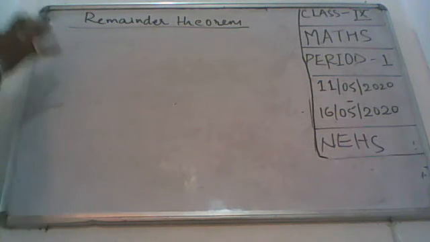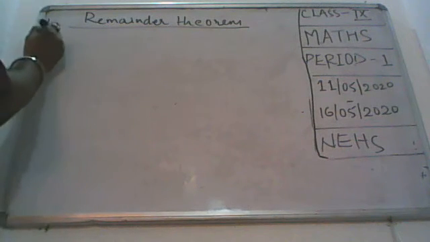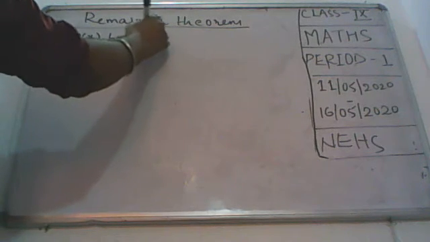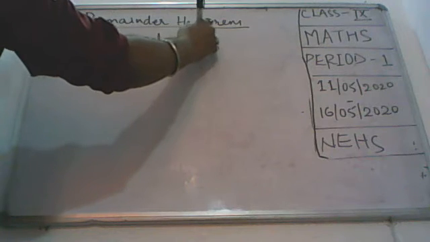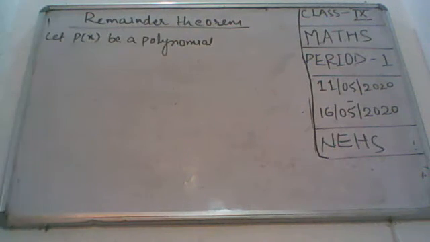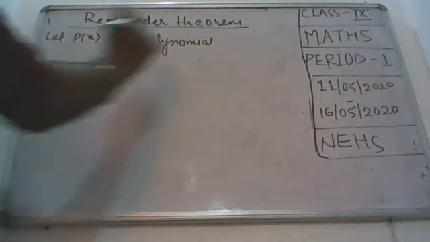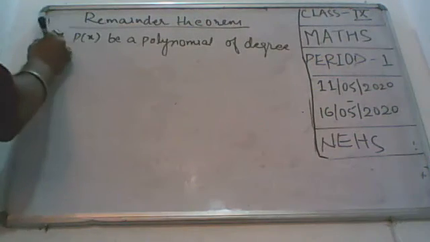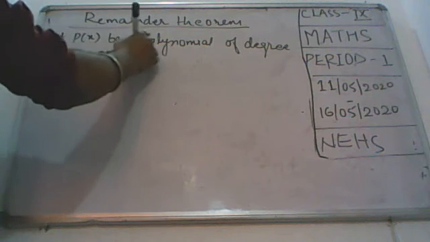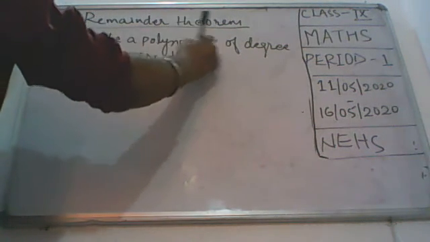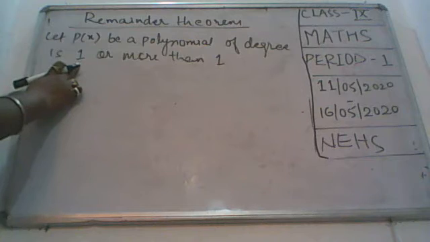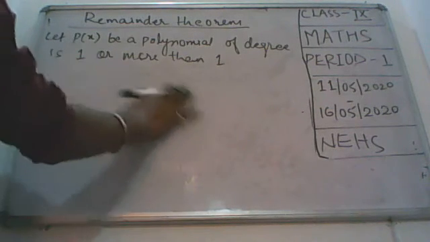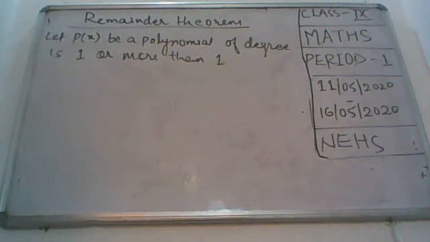Okay, what is actually the remainder theorem? That theorem is that let P(x) be a polynomial. That means all the variables are in the form of x only, and its degree is 1 or more than 1. Why 1 or more than 1? If it is less than 1, its degree will become 0. It will become a constant, so it will not be of our choice there. So that's why we are taking the degree as 1 or more than 1.